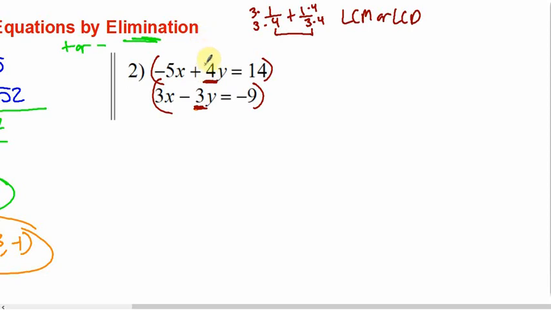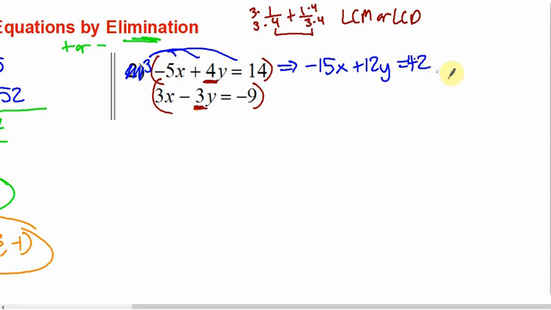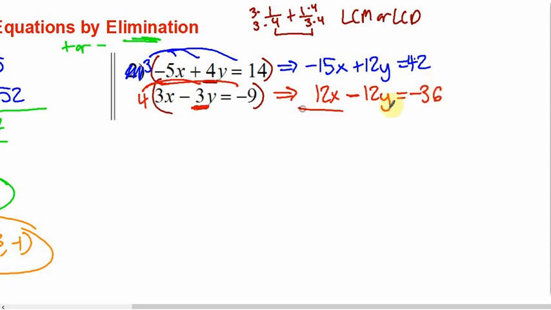Okay, and so let's do that. So how can we change the 4 into the common denominator 12? We can multiply by 3. So when we do that, we'd have negative 15x plus 12y, and 3 times 14 is 42. And then on the bottom, we need this to be a 12, so we're going to have to multiply by 4 this time, because 4 times 3 is 12. So 4 times 3x is 12x, 4 times negative 3y is negative 12y, 4 times negative 9 is negative 36.